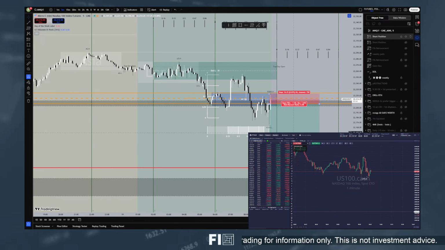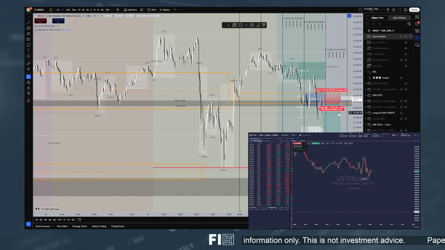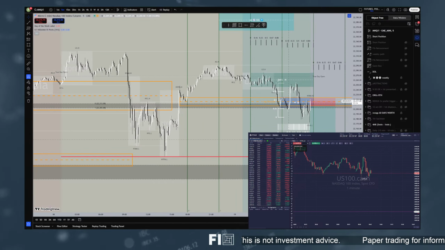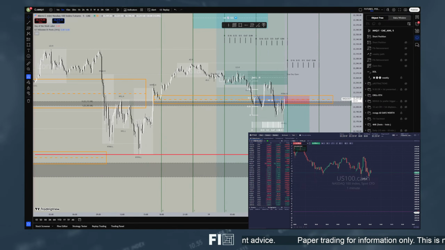Alright, so I've given you my bias, if you will, for the day. I'm going to be aiming down for this sell side liquidity until 2 p.m. where things can change. So just enjoy the fireworks.